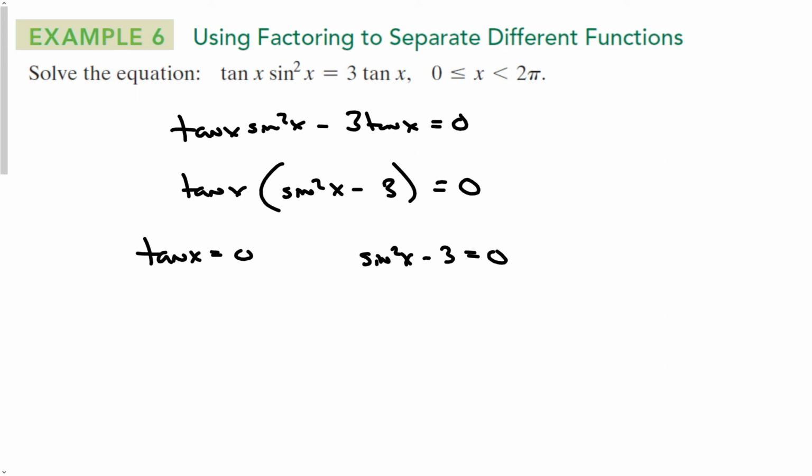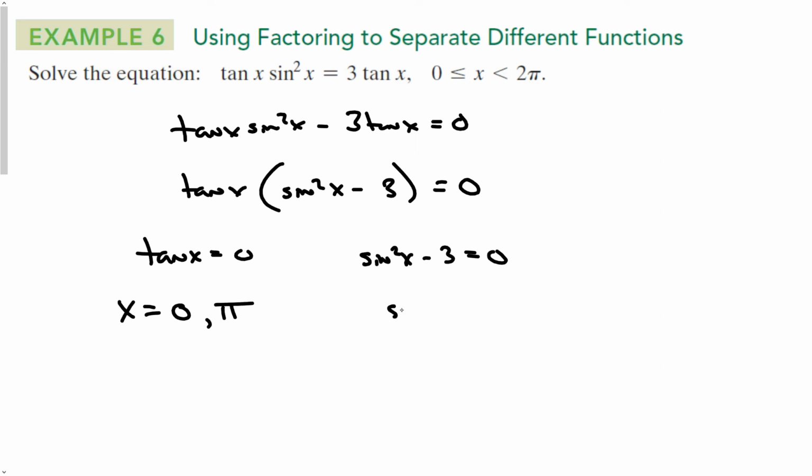All right, I want all the answers between 0 and 2 pi. There are two places in between 0 and 2 pi that the tangent is equal to 0, and there's two places that the tangent is undefined. So here, x is equal to 0 and pi.